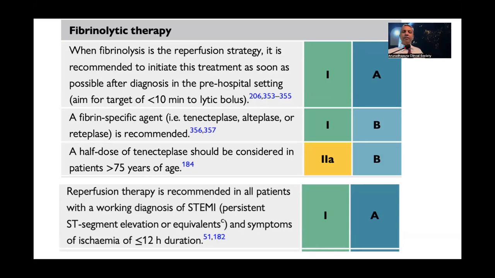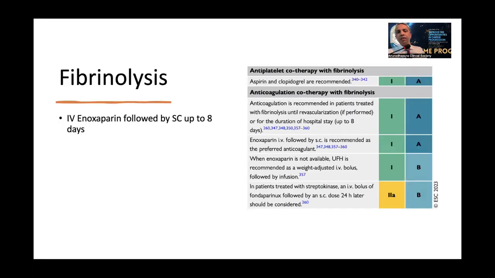The only thing is, if they are above 75, you can give half the dose. Thrombolysis, fibrinolysis, is a class 1 indication when the patient has chest pain and presents within 12 hours. When you are giving thrombolytics, you give IV enoxaparin, plus enoxaparin for up to 8 days, they say, but at least 5 days if you are not sending for PCI, because reinfarction occurs when the clot is dissolved.